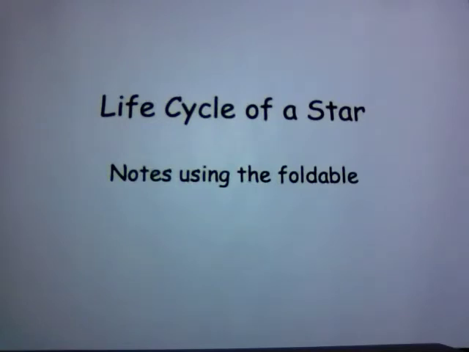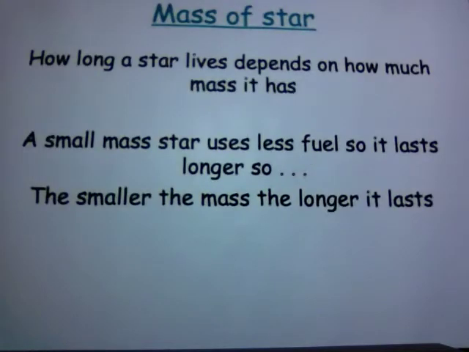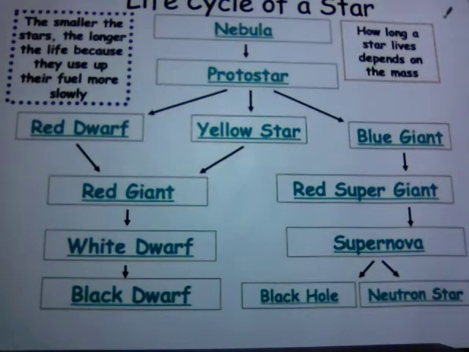So go down to the very last tab on your foldable. This is the flow chart of a life cycle of a star. Let me go ahead and get you to copy this down. This is the life cycle of a star. A star will start out as a nebula and then forms a protostar, and we'll go over what those are. From a protostar, a star may become a red dwarf, a yellow star, or a blue giant. These are your main sequence. And then a yellow star or a red dwarf may become a red giant as it begins to die, whereas a blue giant would become a red supergiant.